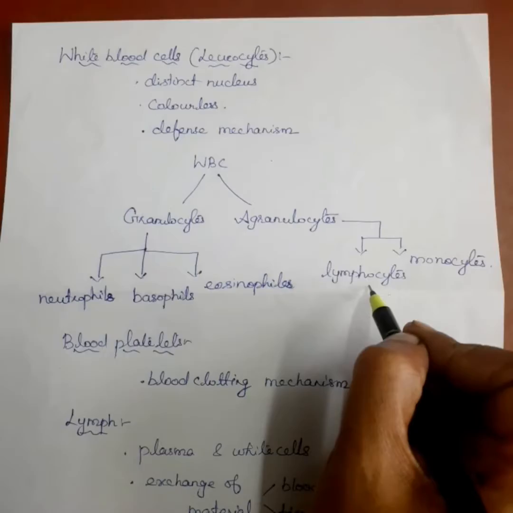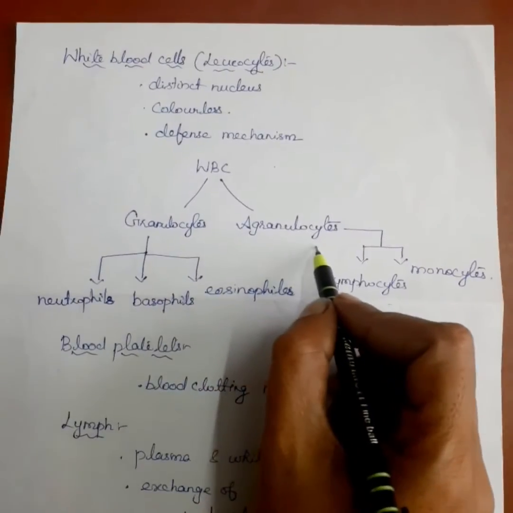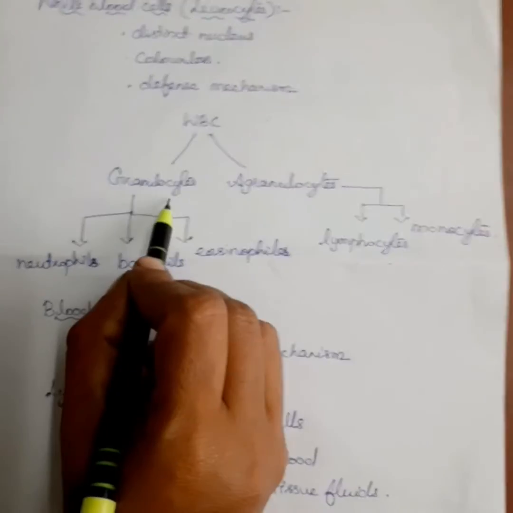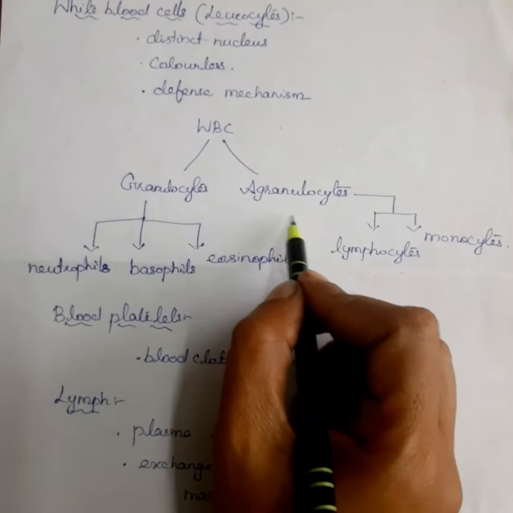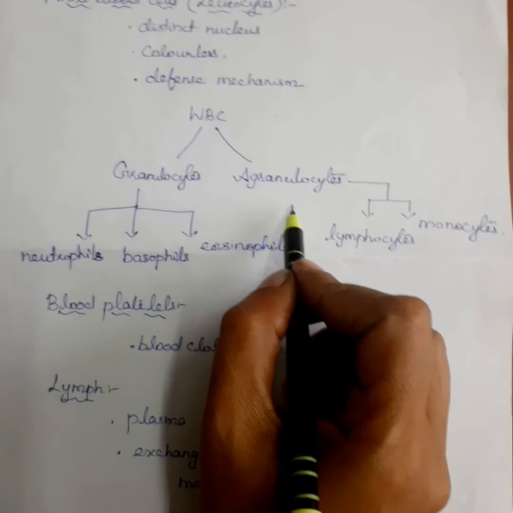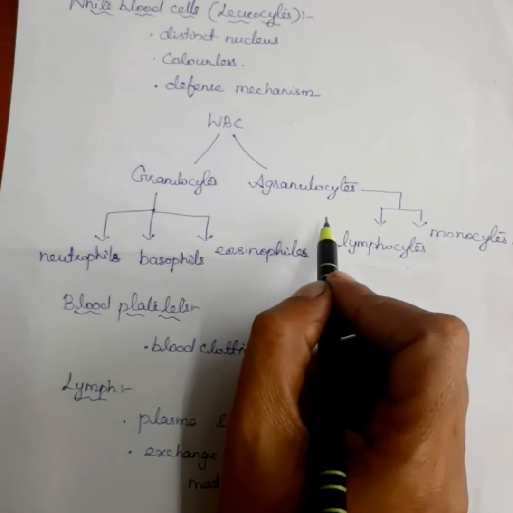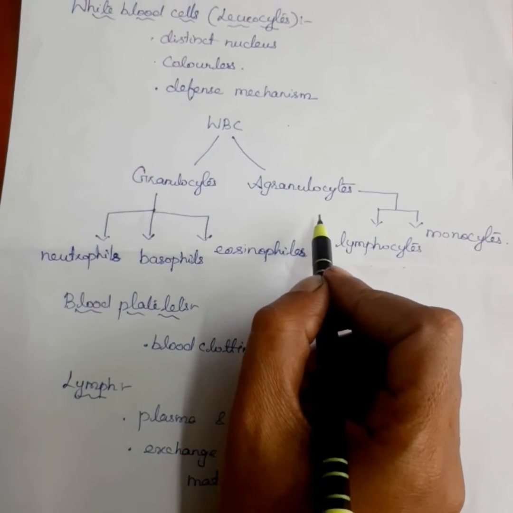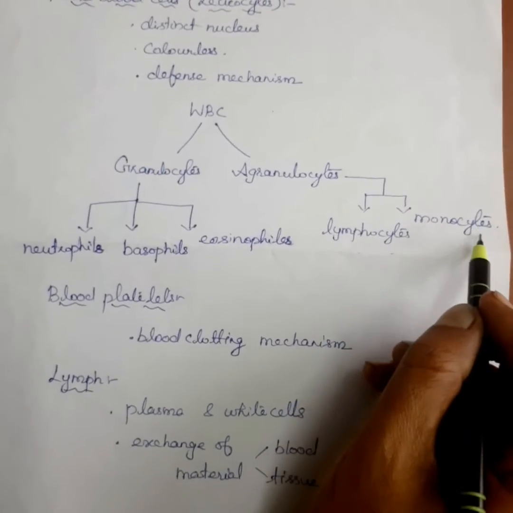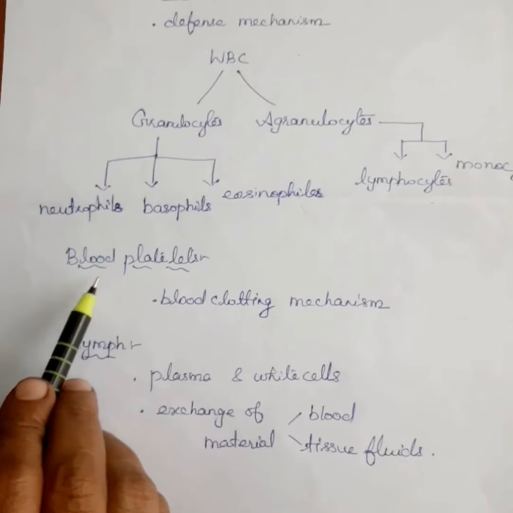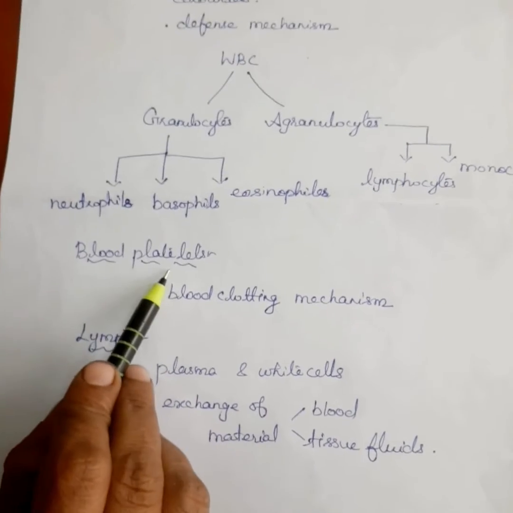So they are called agranulocytes. Granulocytes have irregularly shaped nuclei. Agranulocytes lack cytoplasmic granules, and they include the lymphocytes and monocytes.